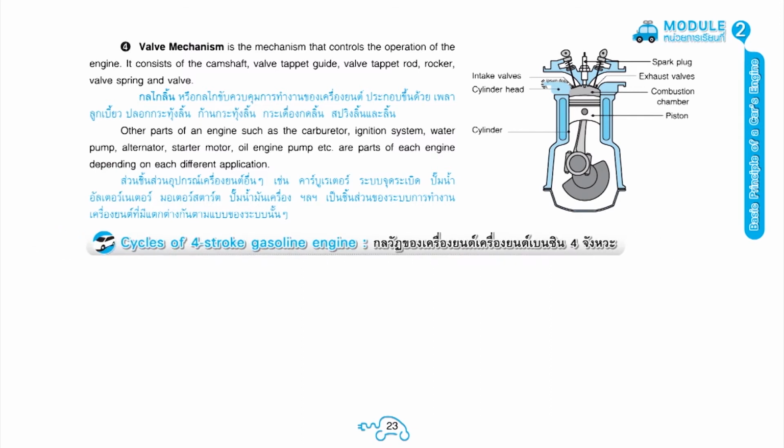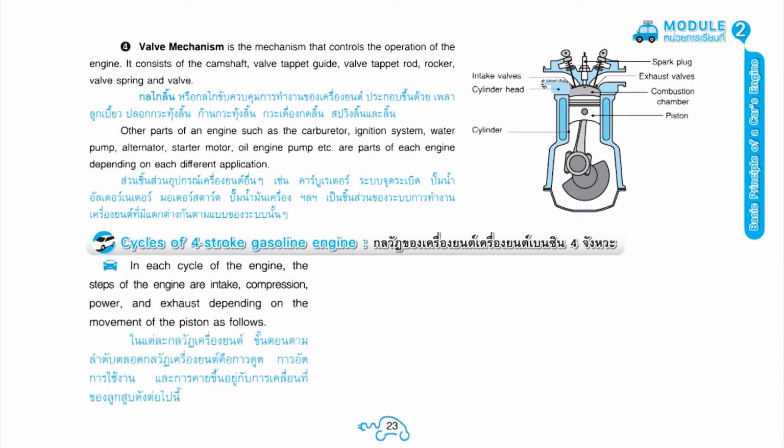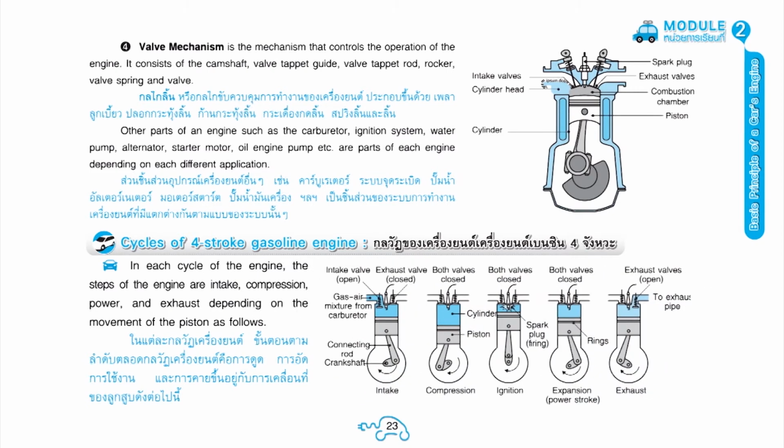Cycles of four-stroke gasoline engine. In each cycle of the engine, the steps of the engine are intake, compression, power, and exhaust depending on the movement of the piston as follows. Intake. Intake valve open. Exhaust valve closed. Gas-air mixture from carburetor, connecting rod, crankshaft.